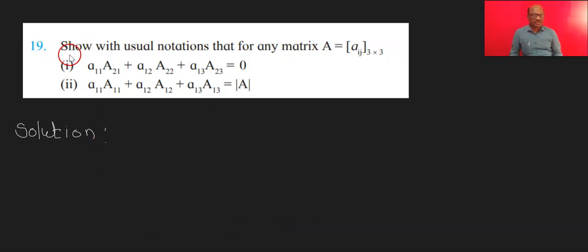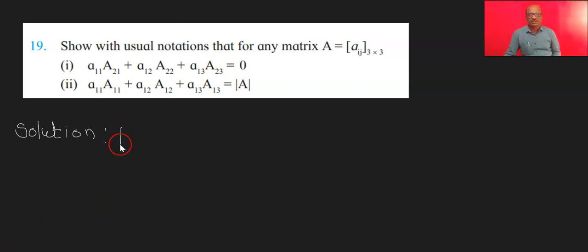Next example is, show that with usual notations, for any 3 by 3 matrix A equal to Aij, A11 into A21 plus A12 into A22 plus A13 into A23 is equal to 0.